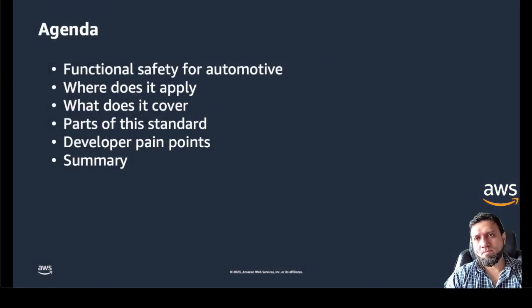So in this video, we're going to go through and look at functional safety for automotive. We're going to look at the layers of this functional safety, where it applies, and how it can be used when we build an automobile. Where does it apply? What does it cover? And parts of this standard. And as always, developer pain points and the summary.